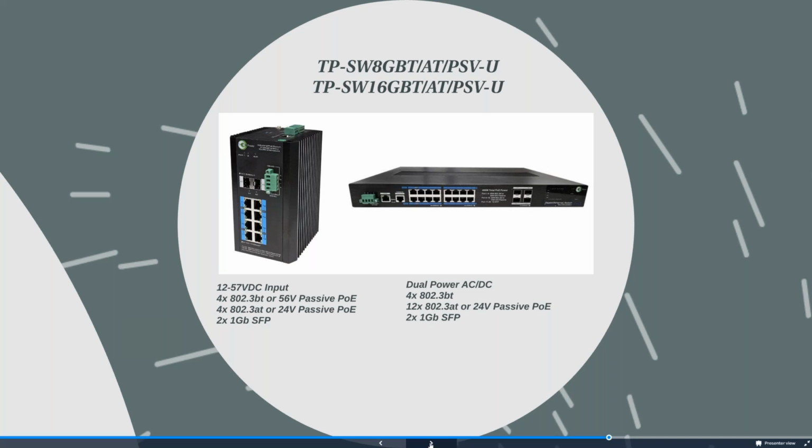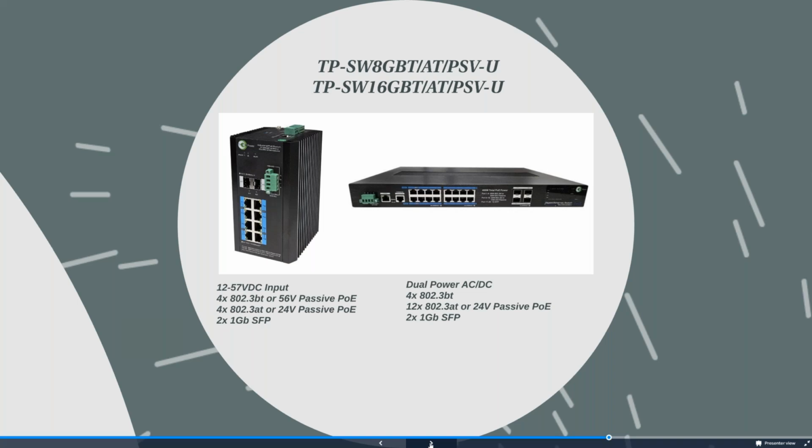4 ports at 802.3 BT or 56 volt, and then 4 ports at 802.3 AT or 24 volt. And they can be whatever configuration you'd require. So you can power several different cameras or access points from this single managed switch, along with the 2 SFP ports. Our 16-port switch will take AC or DC to power the device.